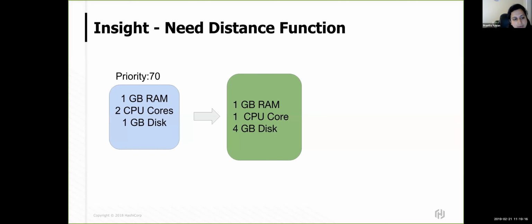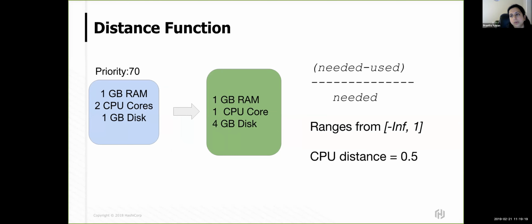The distance function that we ended up implementing uses this formula for each dimension. I'm not going into too much detail here, but for a single dimension, it's simply needed minus used, divided by needed. We calculate it in a Euclidean space and do a Euclidean, or sum of squares, distance across multiple dimensions. It ranges from negative infinity to 1, with the idea being that 0 is the best fit.